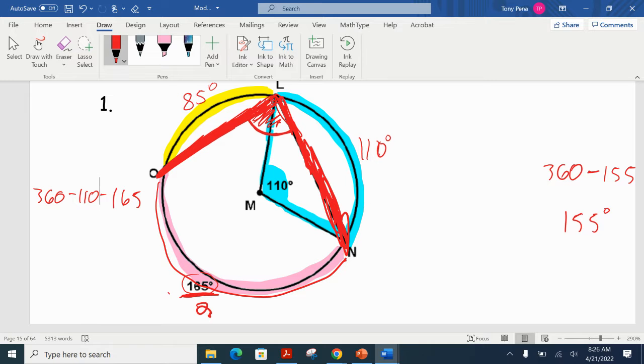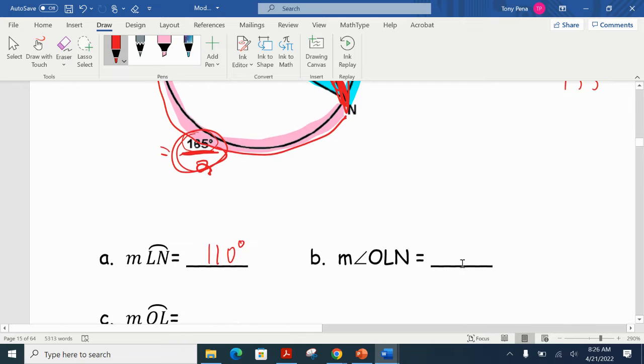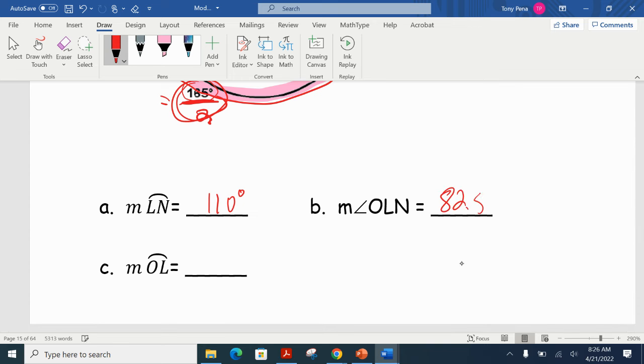Not quite. If I divide this by 2, do you have your calculator? Just do 165, cut it in half. So divide by 2. 82.5. Right. So that angle has to be an 82.5 degree angle. Okay.